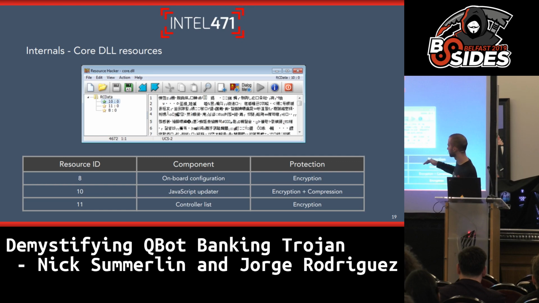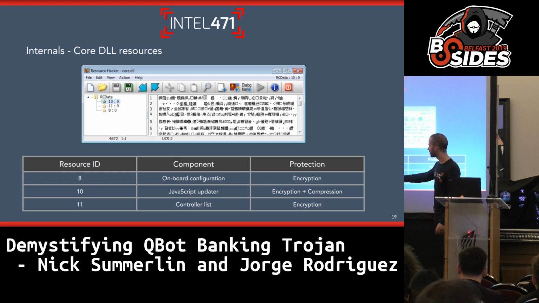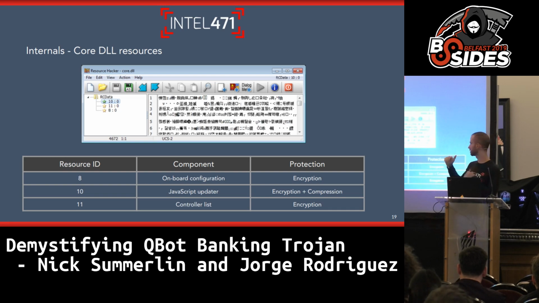Just to summarize, the ID 8 stands for the onboard configuration. Number 10 is a JavaScript updater. QBot has two methods of fetching updated binaries. This is one of them. We are going to talk about the other one later. And the ID 11 stands for the controller list to establish this communication with the backend.